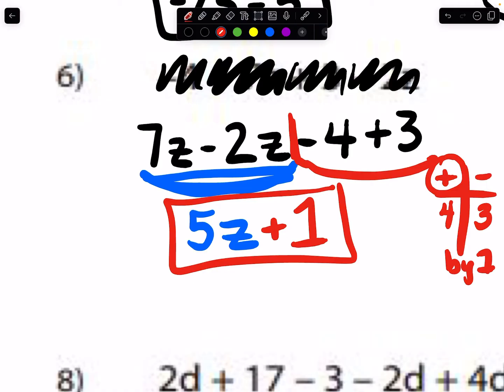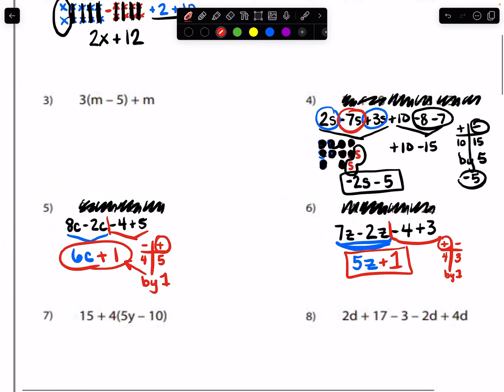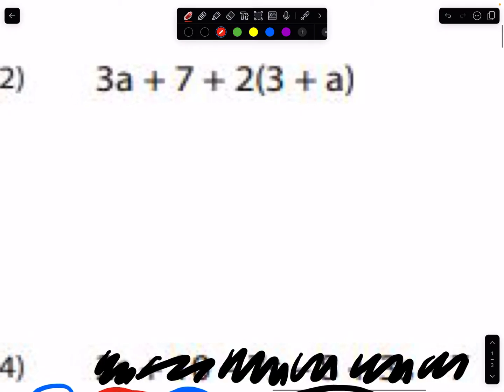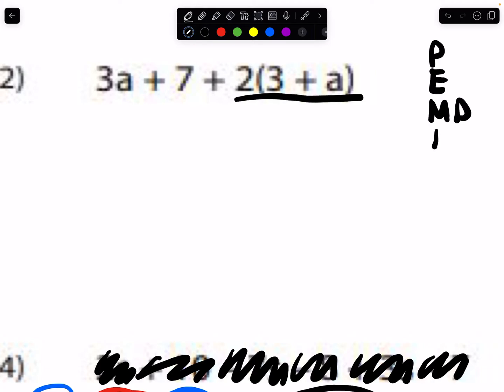If you got that right, we're good to go. All right, now we're going to take it back up a level, up a notch. We got to start putting things together. So in this case, we have to do a step before. You see this guy right here? We should know that it's parentheses, exponents, multiplication, division, and addition and subtraction. Okay, so I have to solve that first.